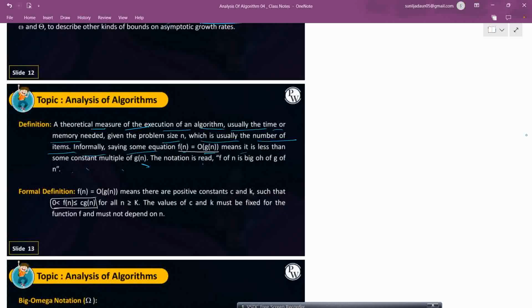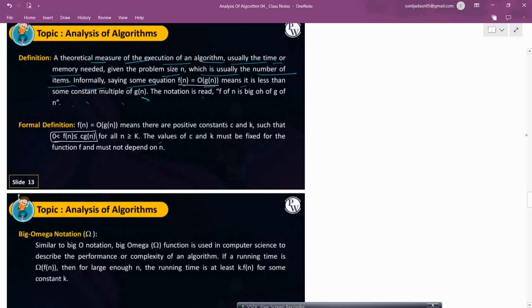Formally, f(n) = O(g(n)) means that there are positive constants c and k such that 0 ≤ f(n) ≤ c·g(n) for all n ≥ k. The values of c and k must be fixed for the function f and must not depend on n. All right.